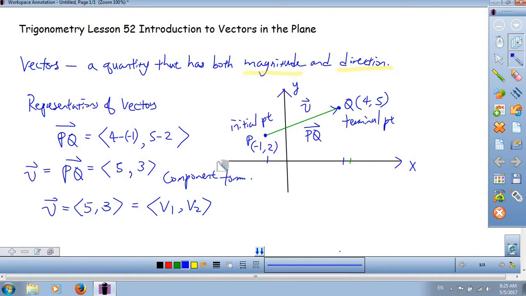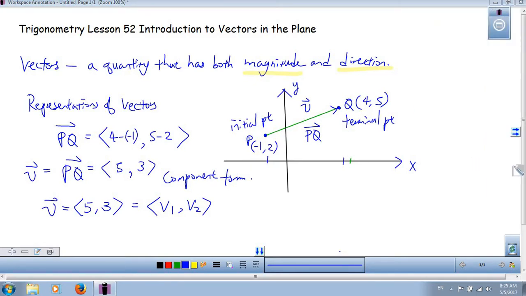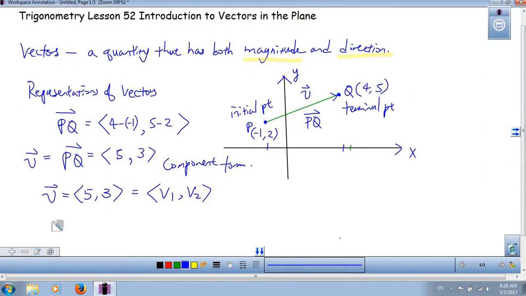Now what do you need to know about a vector? We need to know its magnitude, and we need to know its direction. The magnitude of a vector, we represent using a double line.